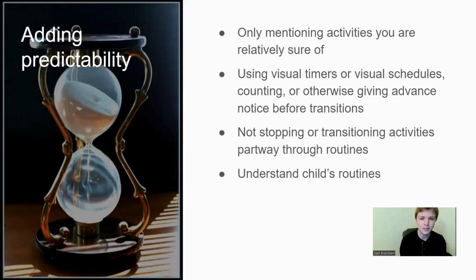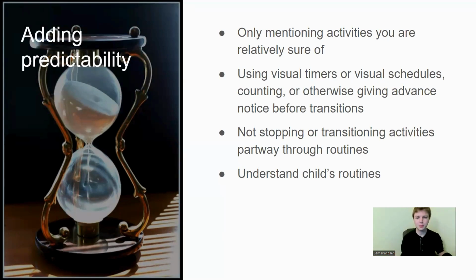In some cases, using visual timers or visual schedules can be helpful. If those aren't on hand, there can sometimes be other ways of giving advance notice before transitions. So it doesn't necessarily have to be 5 minutes until we go somewhere else. It could be let's count down, or let's do this activity 2 more times or 3 more times, or however many times makes sense for that activity before transitioning. But some kind of countdown can be helpful, and it can make it less abrupt than just suddenly telling a child that they need to immediately move to a different spot.